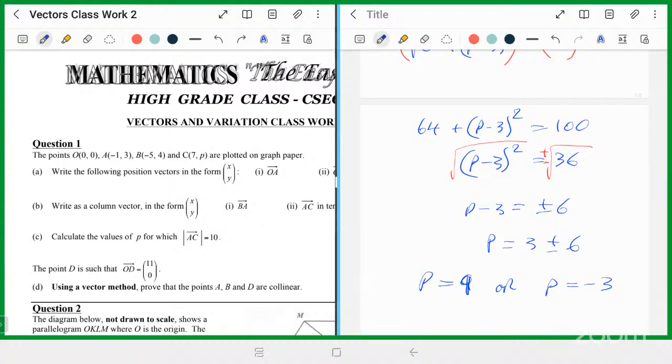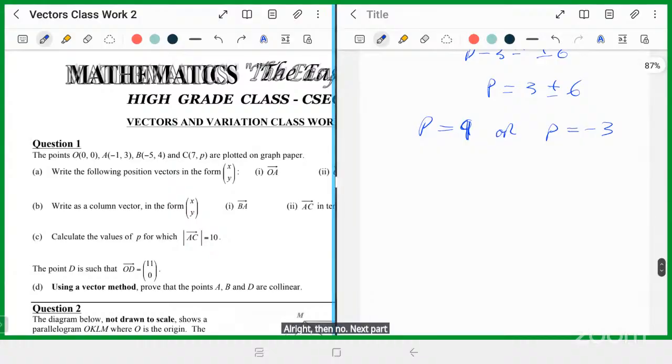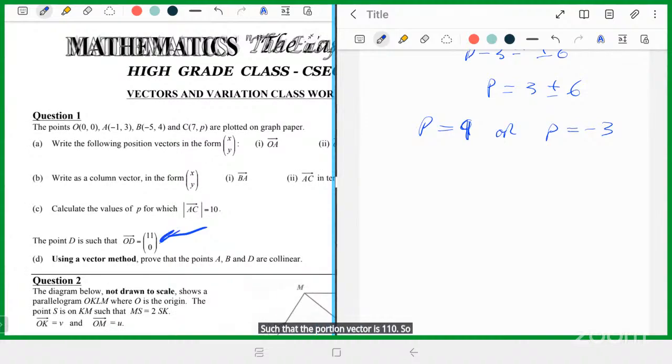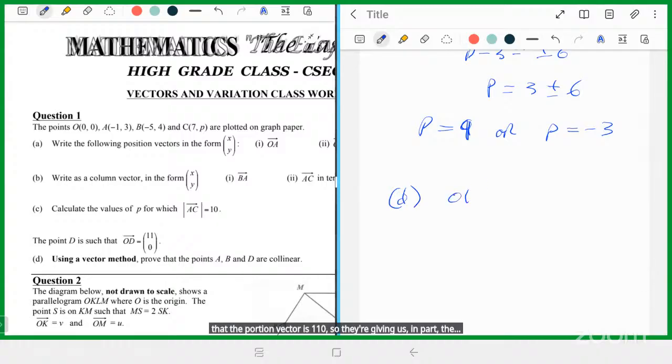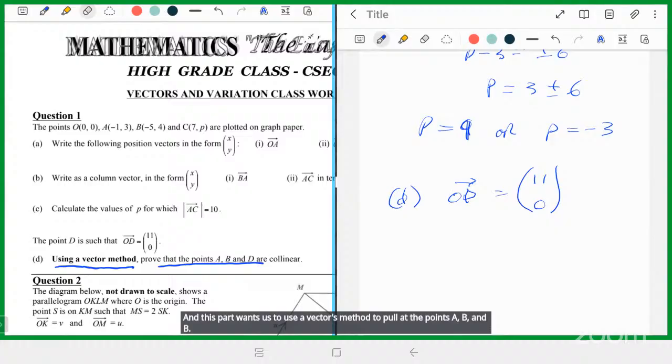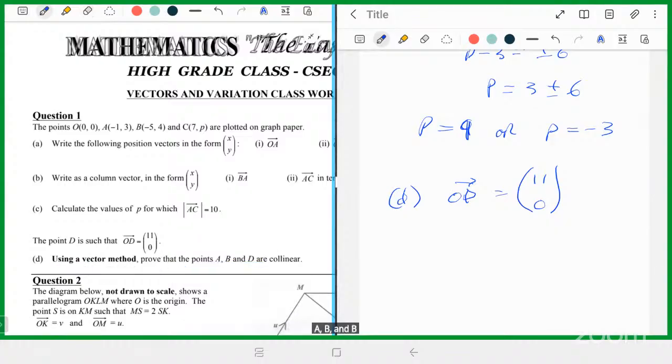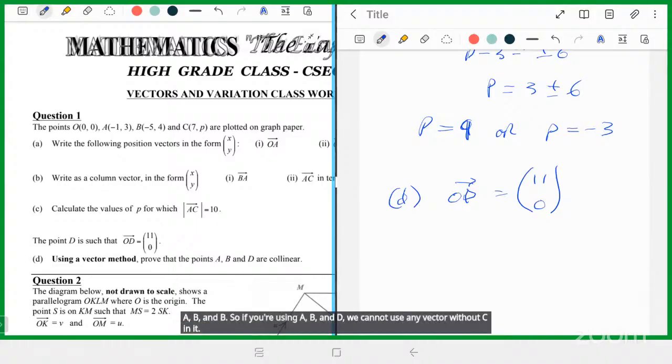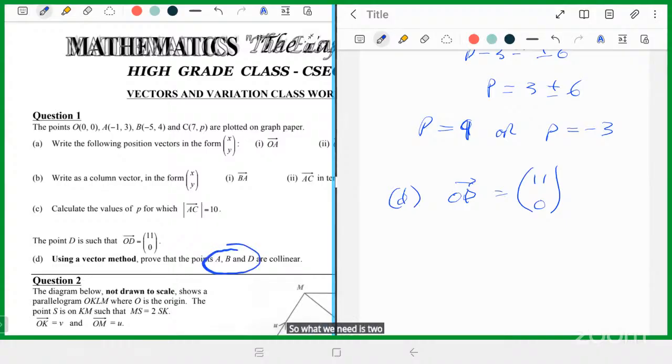Alright? Then now, the next part introduces a point D such that the position vector is 11, 0. So, they're giving us in part D that OD is 11, 0. And this part wants us to use a vectors method to prove that the points A, B, and D are collinear. So if we're using A, B, and D, we cannot use any vector with C in it. So what we need is two vectors between those 3 points.